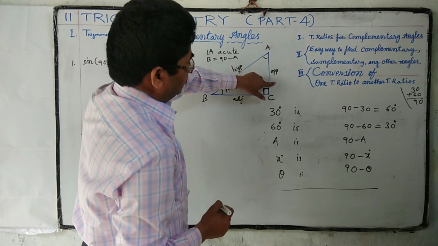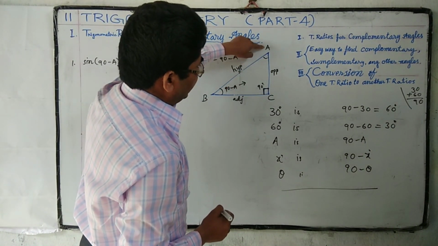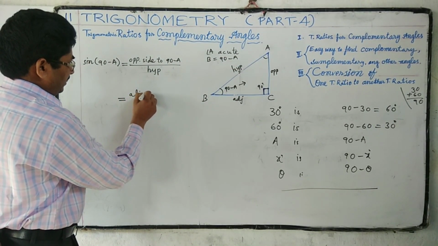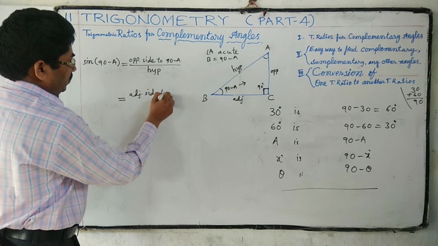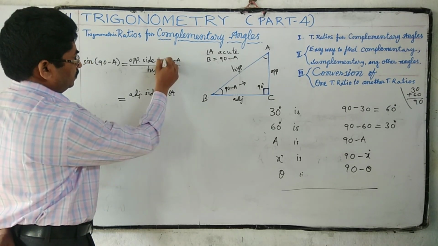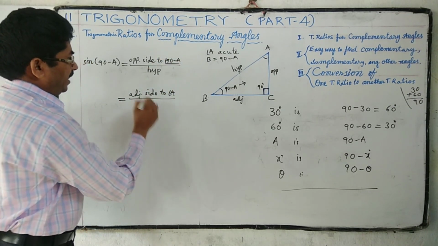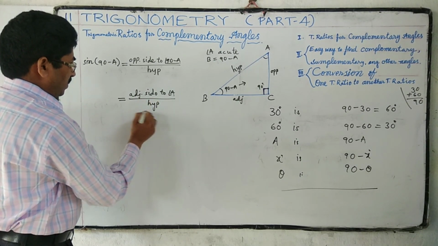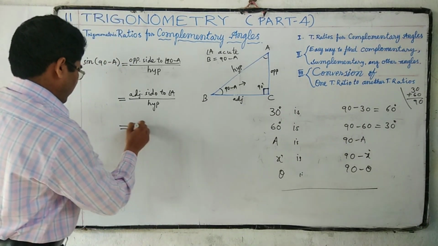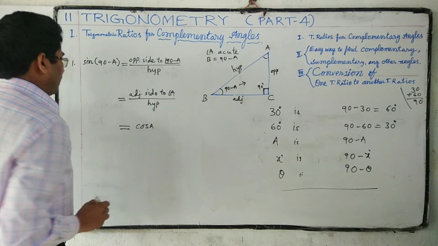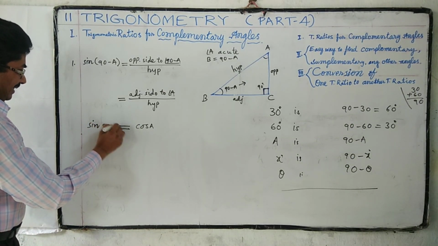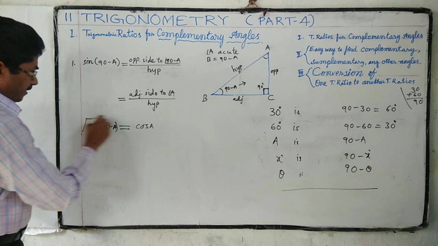This opposite side of 90 minus A is the adjacent side to angle A, by hypotenuse. We know adjacent side by hypotenuse is cos A. We can understand that sin 90 minus A is equal to cos A.